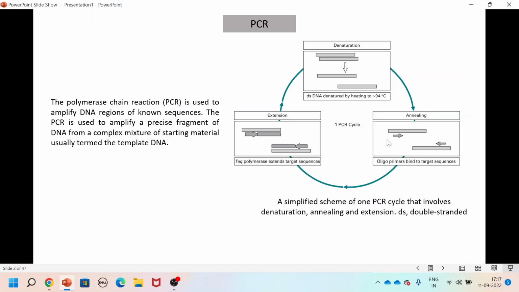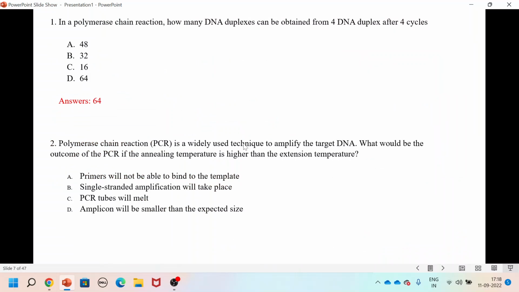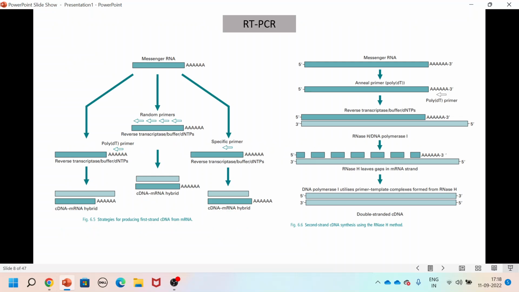So after the annealing, that is, after the binding of the primer to the template DNA strands, the Taq polymerase comes and extends the DNA based on the complementary sequences. So if we increase the annealing temperature above the extension temperature, the primers will not bind and the extension will not take place, and therefore we will not get our PCR product. If the temperature is too high, the primers will not be able to bind to the template, and therefore our PCR reaction will fail.